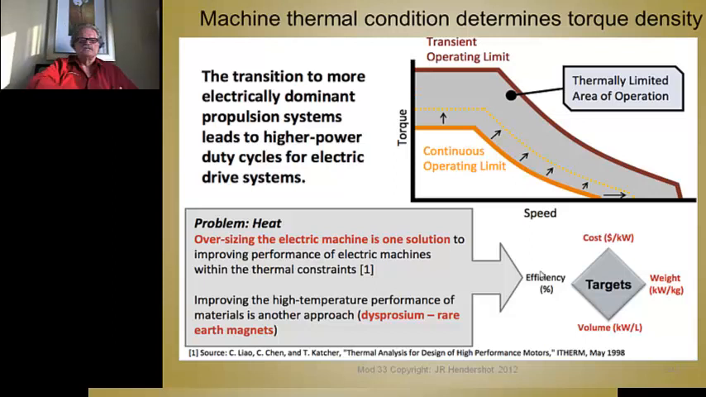But the machine thermal condition, of course, determines how you can operate the motor. Here's our traditional torque speed curve with the continuous operating range and the thermally limited range. So this is a time-dependent operating range. So you can oversize the machine and get higher continuous performance. But the other thing to do is to improve the thermal capacity and the thermal rejection of the machine by using the right materials and allowing the machine to run hotter.